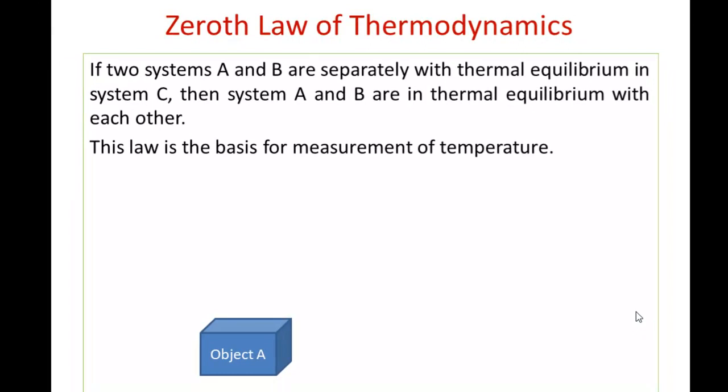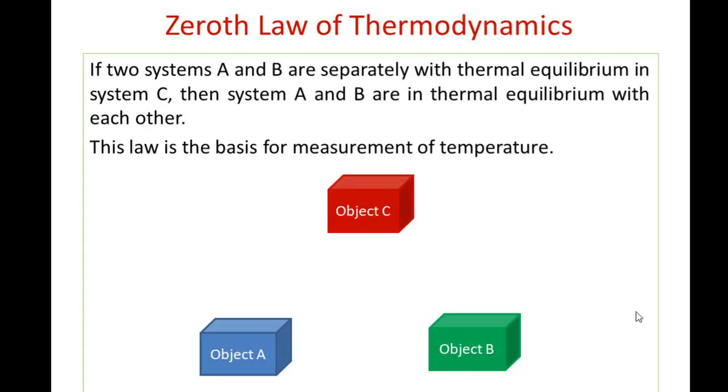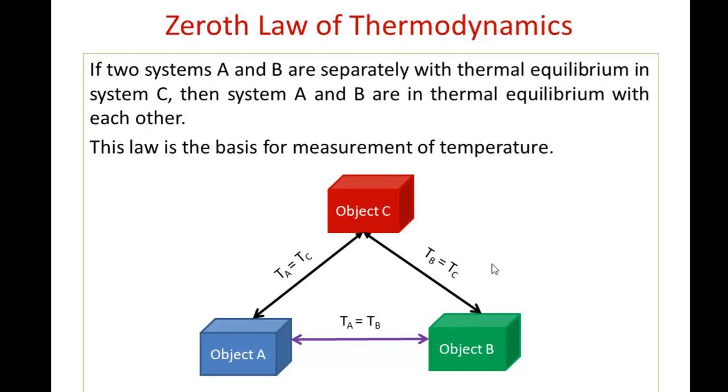Now consider this diagram. This is object A, and we have one more object, object B. Object A is separately in thermal equilibrium with object C. Similarly, object B is also in thermal equilibrium with object C. When I say this is in thermal equilibrium, that means the temperature of A and temperature of object C are the same. Now assume that object B and C are in thermal equilibrium with each other. That means TB equals TC. If that is the case, according to zeroth law of thermodynamics, object A and B are in thermal equilibrium with each other. Now let us see an example of how we apply this law.